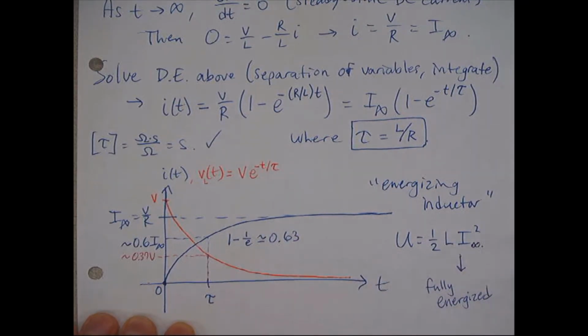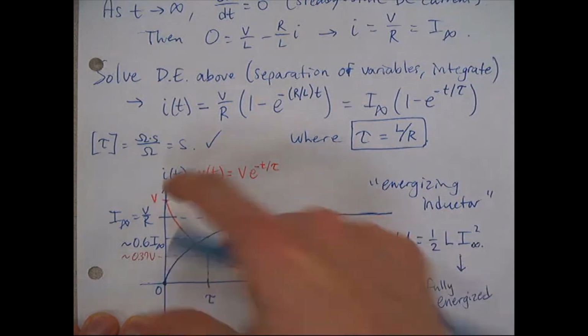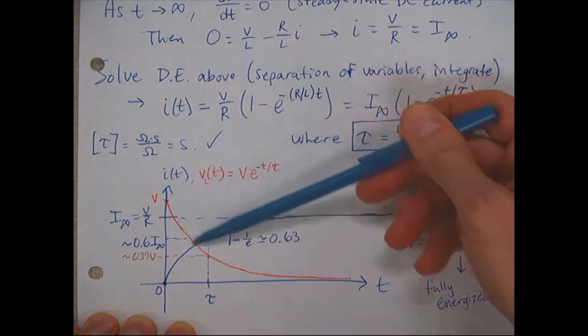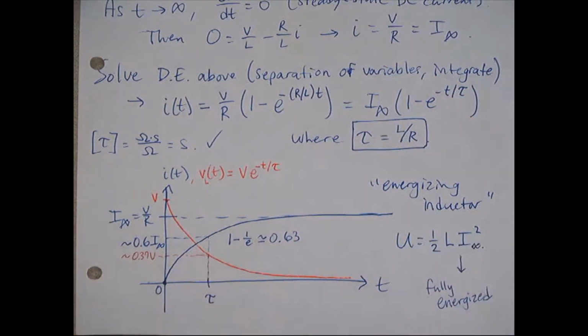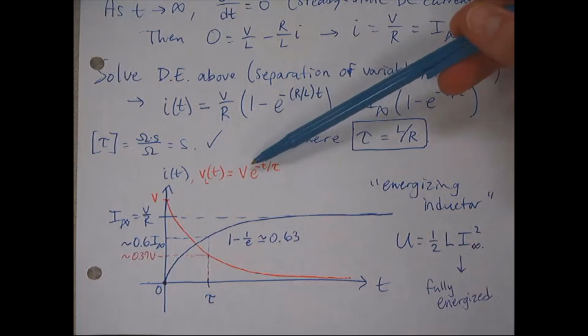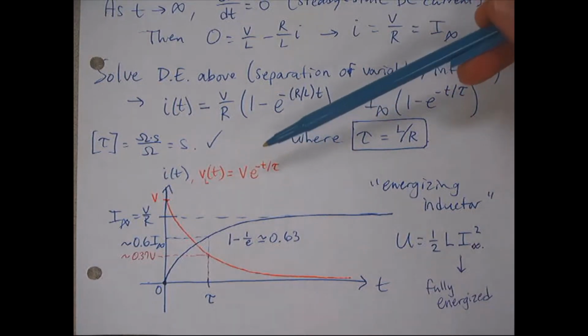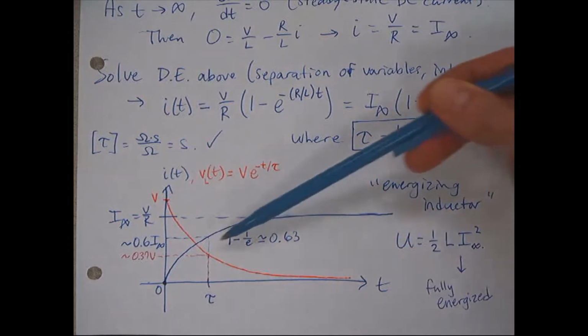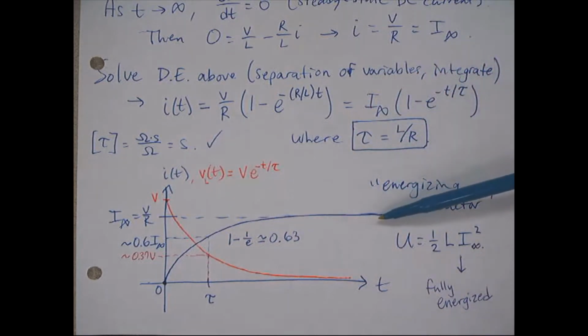In the fully energized state, you will have stored a total potential energy of 1/2 L, inductance, times the steady state current I infinity squared. The voltage across the inductor starts out high. Remember, it's an open circuit. It starts out high and decays exponentially down to 0. You start out with all of the battery voltage across the inductor, and it will decay down to 0 as the inductor permits a steady state current to develop. It acts just like a wire.